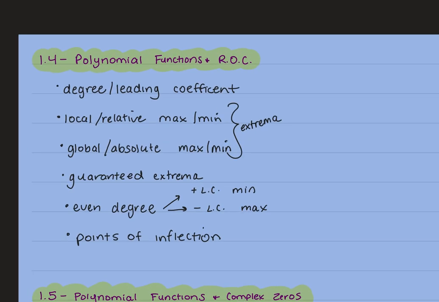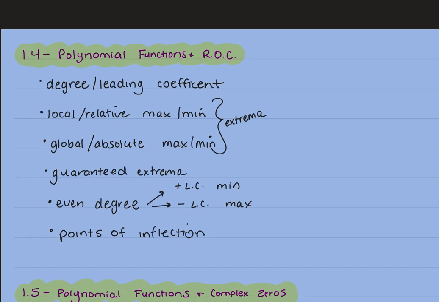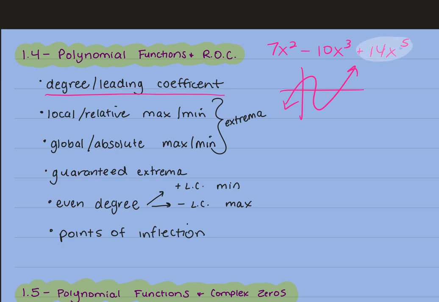All right, then came 1-4, which was polynomial functions and rate of change. So these were the ones where they were your smooth and continuous graphs. All right, so from these graphs, you could have something that's like your full-on polynomial, okay? From an equation, it could ask you the degree and the leading coefficient. So if I had 7x squared minus 10x to the third plus 14x to the fifth, to find my degree and leading coefficient, I go to the one with the highest exponent. It is not always going to be first. So in this case, the highest exponent is that 5. The leading coefficient would be 14, and the degree would be 5.